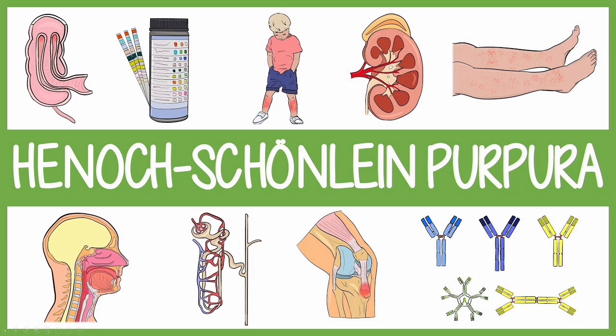For uncomplicated Henoch-Schonlein purpura, GP follow-up as above, and discharge from GP follow-up if urinalysis and blood pressure are normal after 6 months of onset. So this is how we can manage HSP.